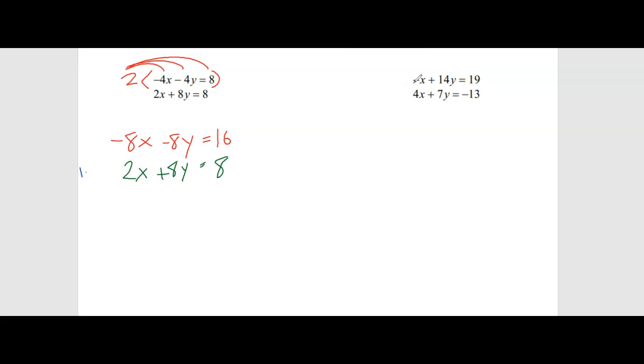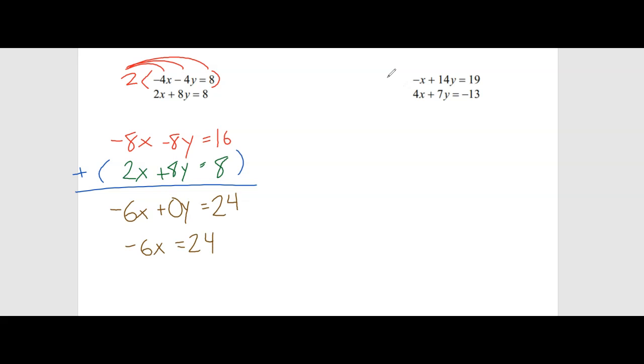Well, if I add both equations together, negative 8x plus 2x gives me negative 6x. Negative 8y plus 8y gives me 0y. 16 plus 8 gives me 24. So whenever we write this, I get negative 6x is equal to 24 because the y's have been eliminated. Then I can solve by dividing both sides by negative 6. So I get x is equal to negative 4.